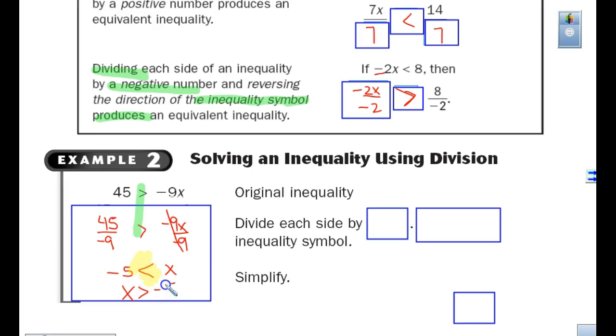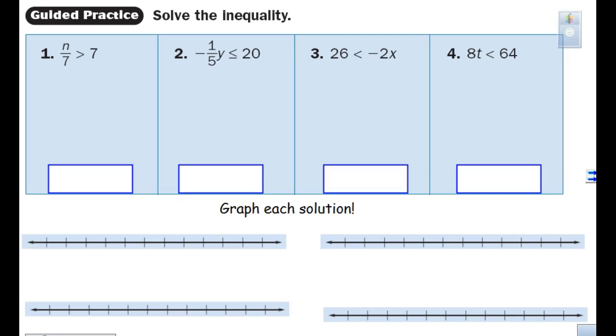Greater than negative 5. And my hint when you do these questions in your homework: instead of doing it after, I would right away put the variable first, like this, so that you don't have to worry about rewriting it at the end. Because some of you, if you graph it like this, will have your arrow going to the left, which is wrong, because it's really greater than negative 5, not less. Okay? All right.